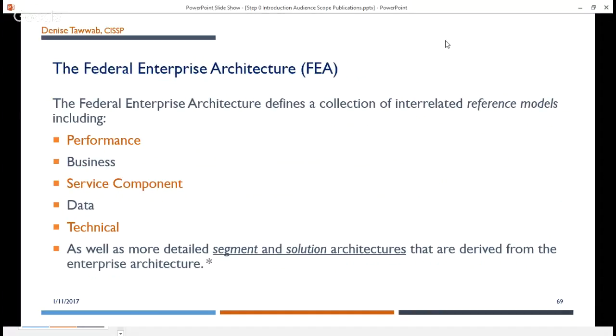The federal enterprise architecture, because this publication, NIST 839, is directed primarily at federal organizations. The federal enterprise architecture defines a collection of interrelated reference models, including performance, business, service component, data, technical, as well as more detailed segment and solution architectures that are derived from the enterprise architecture.